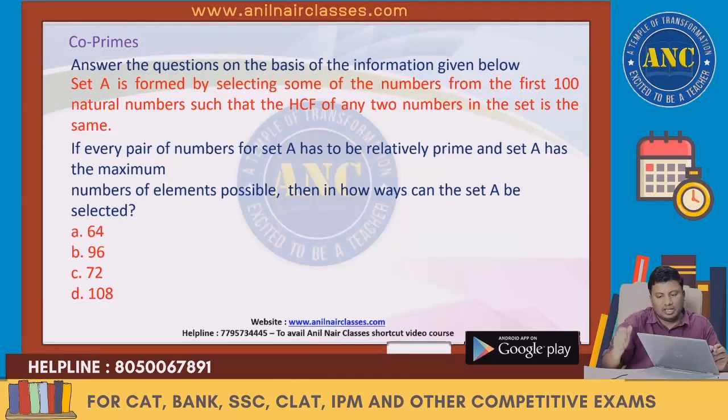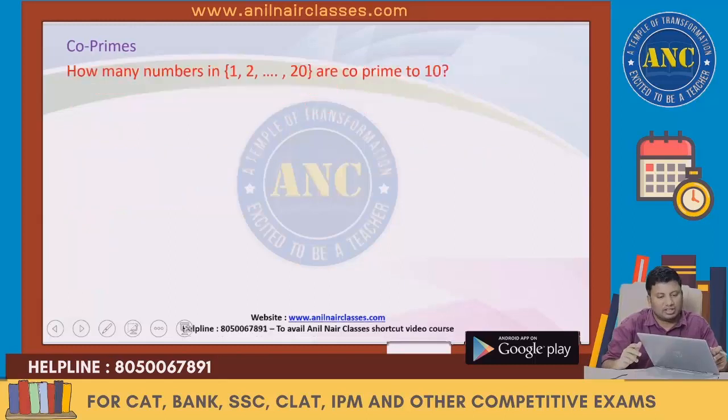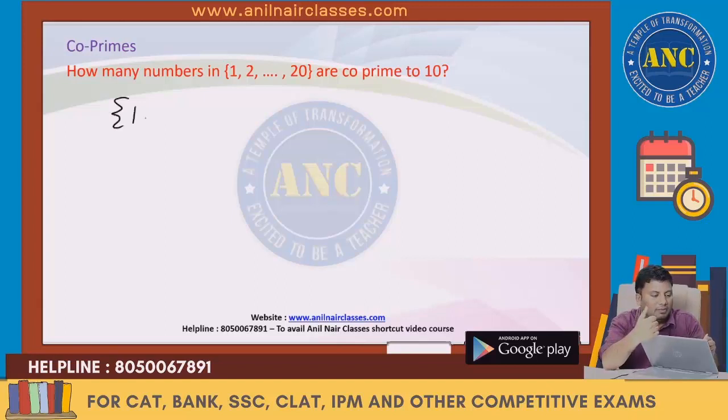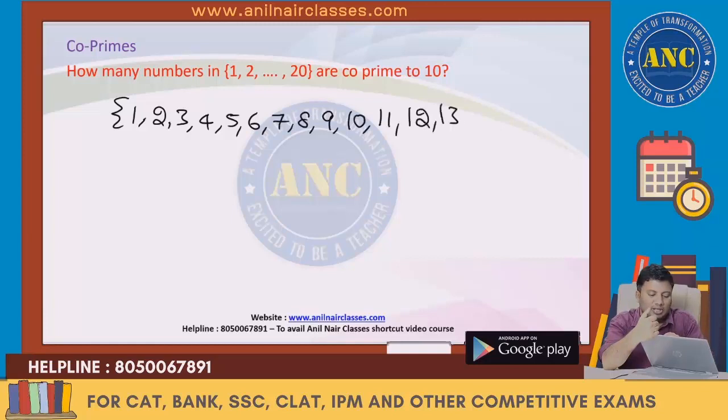Already we have seen yesterday this set A formed. Yesterday this question we have solved. HCF is 3. These also we have solved. How many numbers in the set are co-prime to 10? What are the numbers? 1, 2, 3, 4, 5, 6, 7, 8, 9, 10. First I will tell you a traditional method. 13, 14, 15, 16, 17, 18, 19, 20.